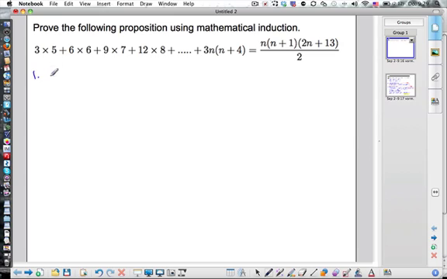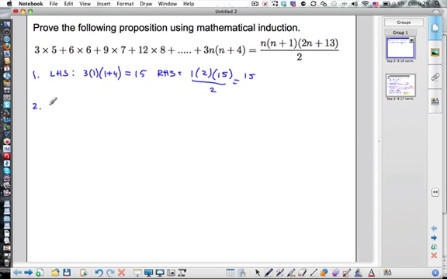If we start with our left-hand side, we need to show that the statement holds true for n equals 1. So our left-hand side says 3 times (1 plus 1) plus 4, times (1 plus 4), which is 3 times 5, which is 15. And then our right-hand side says 1 times 2 times 15, all over 2, which of course also equals 15. And now we are ready to go.